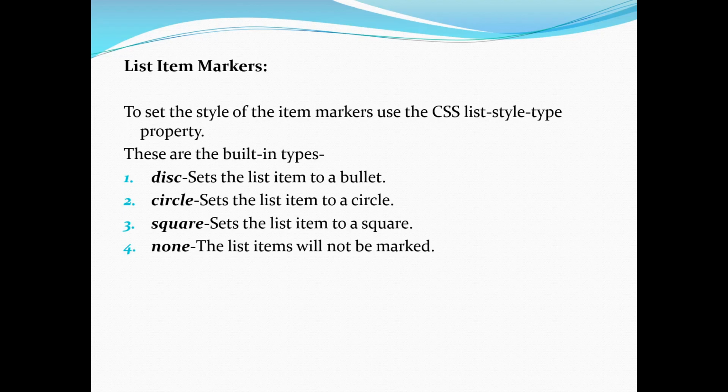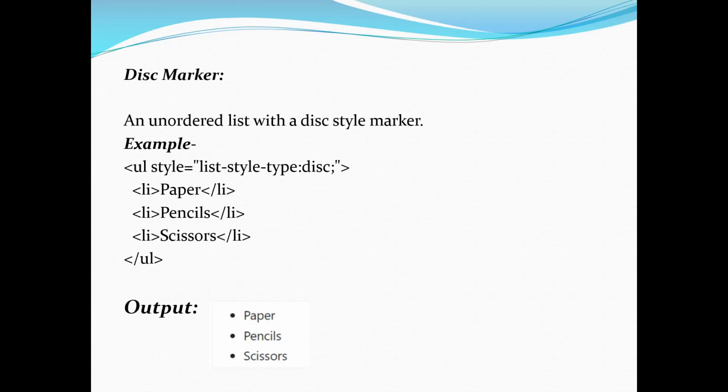So if you want to change that, the type needs to be changed. We have 4 of them. First is disk, that is your circle. Disk shape is there, then we have circle shape, then we have square, and if you put none, it is not going to get marked. So let's see how this styling is done. This is called styling your list.